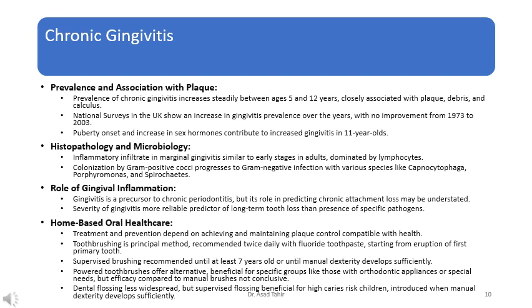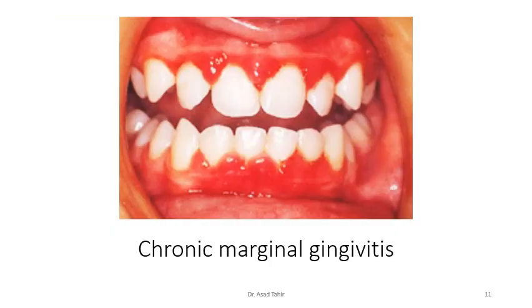Powered toothbrushes offer an alternative, beneficial for specific groups like those with orthodontic appliances or special needs, but efficacy compared to the manual brush is not conclusive. Dental flossing is less widespread, but supervised flossing is beneficial for high caries risk children, introduced when manual dexterity develops sufficiently.